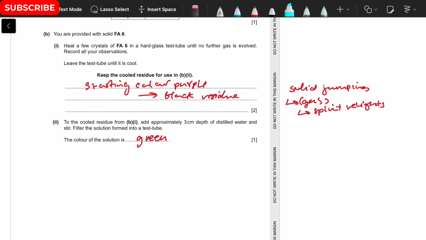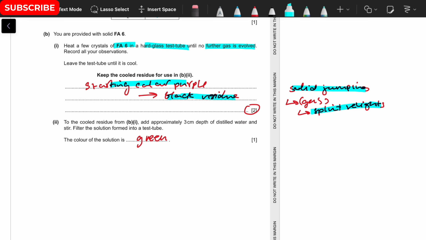Okay, for these next two parts, they're really just observations, but basically you have crystals of an unknown solid, and then you have to heat it in a hard glass test tube. It states that until no further gas is evolved, you must heat it, so there is a gas evolved. So you just think of your tests. You can use a glowing splint, and it would relight, meaning it's oxygen, but it's really just about observations, not really identifying. Mention of the starting color and then the end color of the residue gains you marks. It's only worth 2, so any 2 points are good enough. Stating that there's a gas is not enough, and the solid jumping around is a good observation to make as well.